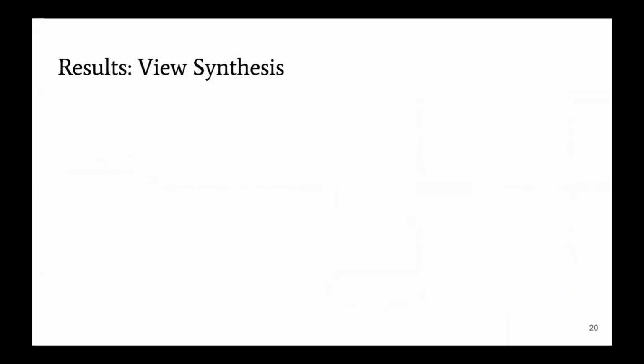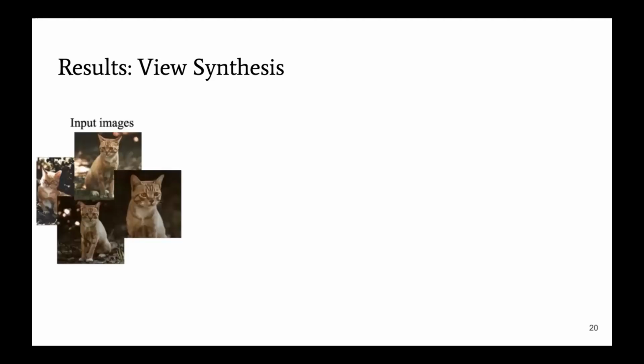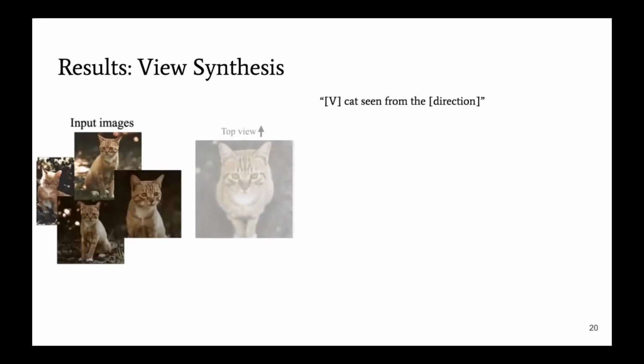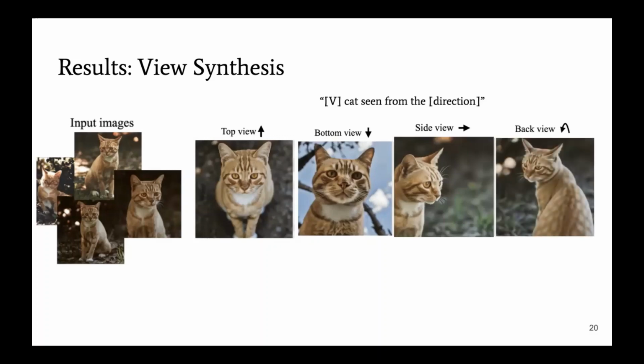View synthesis. The subject instance is also able to be viewed from novel viewpoints, meaning the input images don't include that viewpoint. What this means is that the model was able to learn the class features of a cat from all angles and implant them onto the cat from any direction. To do this, you would have your rare token identifier plus your class, the cat in this instance, and you can say seen from the direction top, bottom, side, behind, things like that.